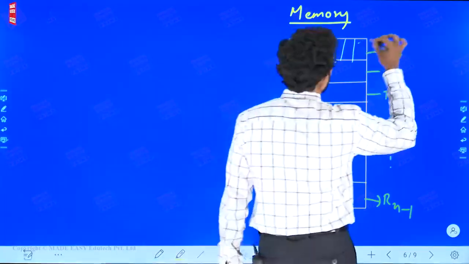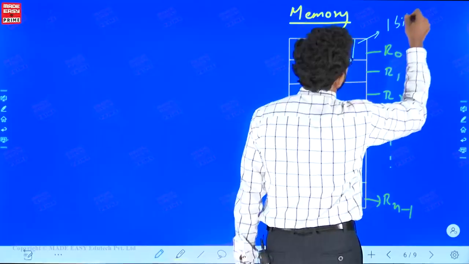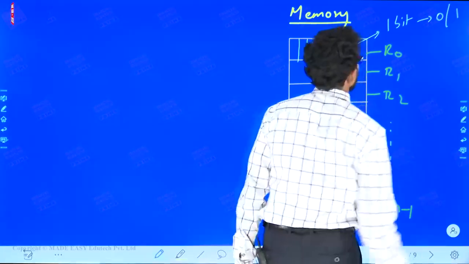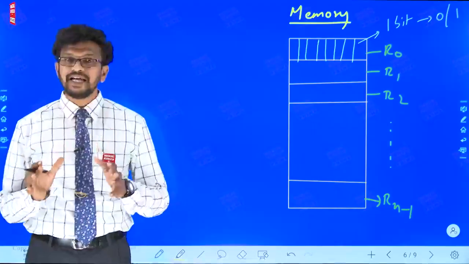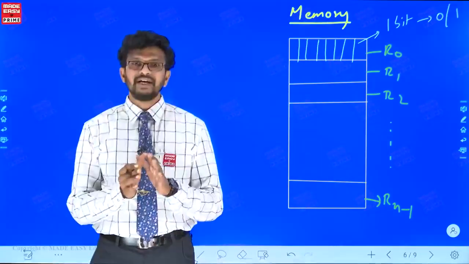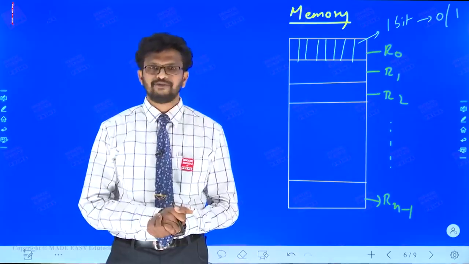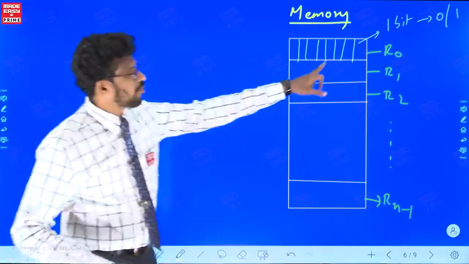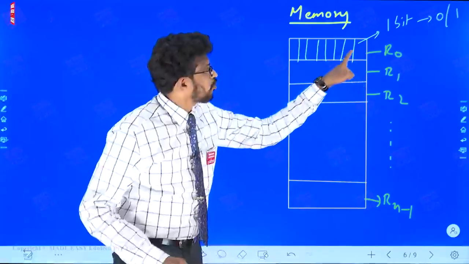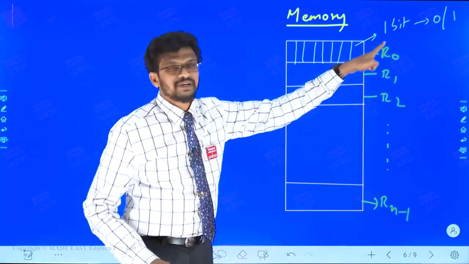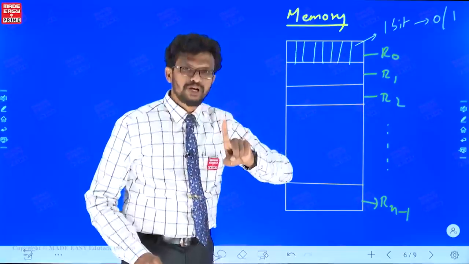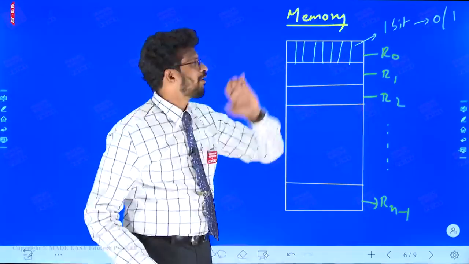So one flip-flop can store one bit. This bit could be either 0 or 1. Very simple. We are discussing primary memories, not CDs or DVDs. We are discussing how memories are present in IC form. So memory is a group of registers. A register is a group of flip-flops. A flip-flop is again a memory cell which can store a bit, that could be either 0 or 1.